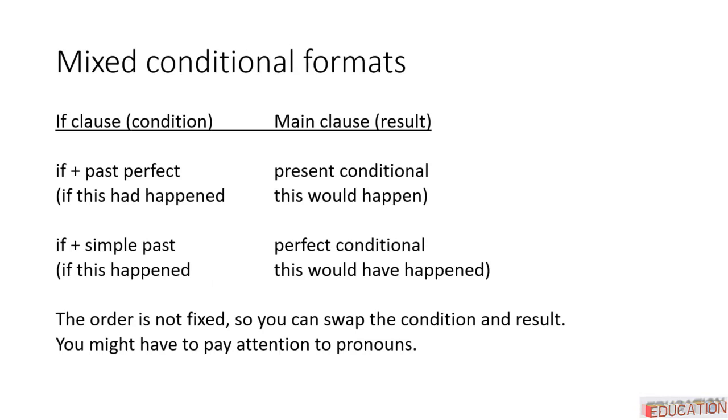So there's two main formats. If plus past perfect, then present conditional, or if this had happened, this would happen. Or if plus simple past, then perfect conditional. If this happened, this would have happened. And as with all conditionals, the order is not fixed, so you can switch the if and the main clause around, but please pay attention to pronouns and punctuation.